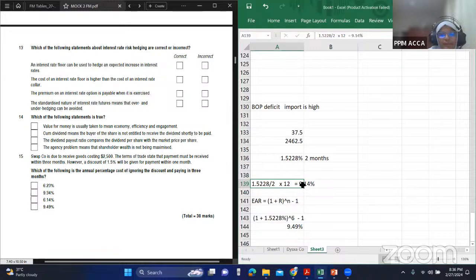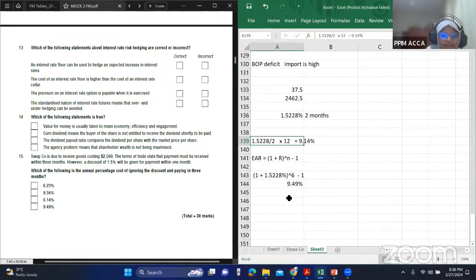So make it a point to read that interest rate technical article.